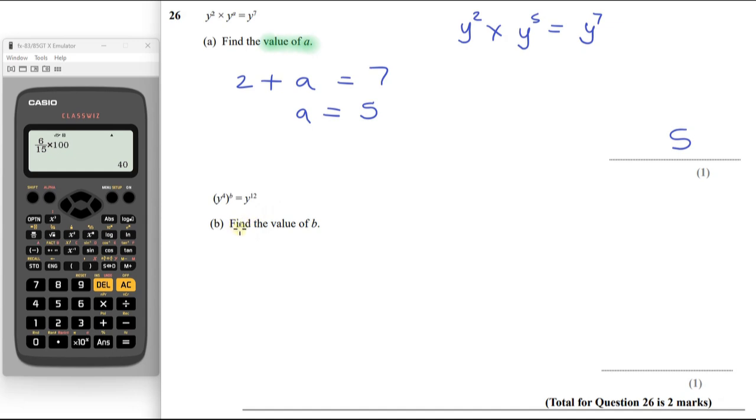Okay, part b, we need to find the value of b. And again, we need to use our laws of indices. This time, when we raise something to a power and then a further power, we multiply our indices. So we know that 4 times b must be equal to 12. So we can say 4b is equal to 12. And then to get b on its own, we divide both sides by 4. We get b is equal to 3. So again, you can check this if you wanted to substitute b in. 4 times 3 gives us 12. So b is equal to 3.